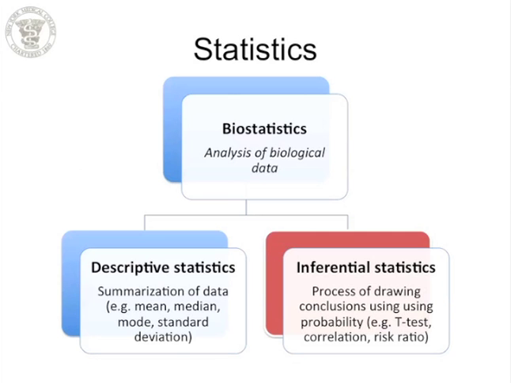clinical papers. So within statistics, one of the disciplines is biostatistics, which is the analysis of biological data. And biostatistics can be divided into descriptive statistics and inferential statistics. We'll be discussing descriptive statistics in this podcast, and it has to do with summarization of data using discrete values such as mean, median, mode, and standard deviation, which we'll discuss, versus inferential statistics, which is the process of drawing conclusions using probability, such as using t-tests, correlations, and risk ratio, and this will be discussed in subsequent podcasts.